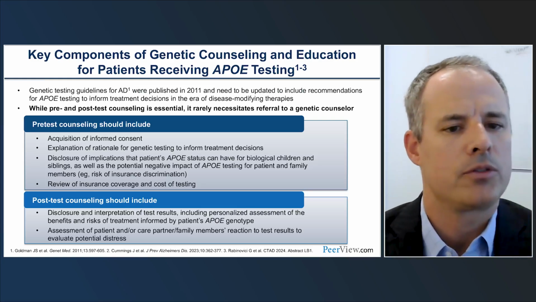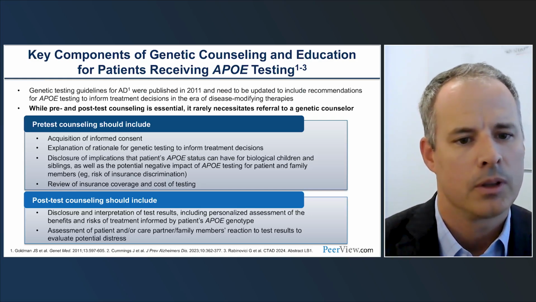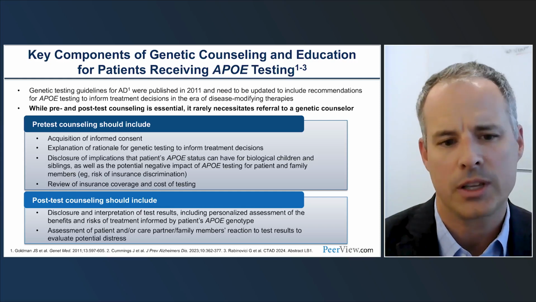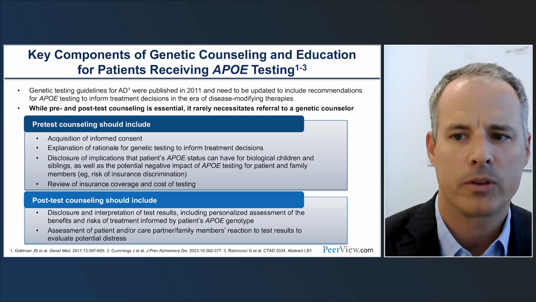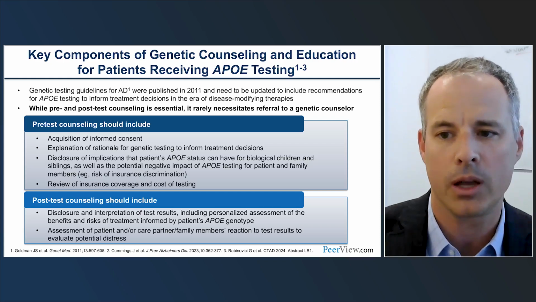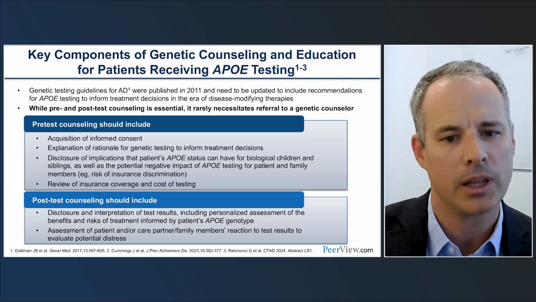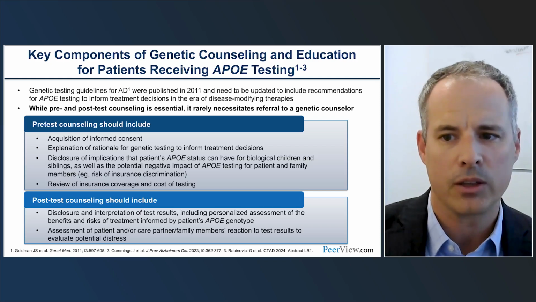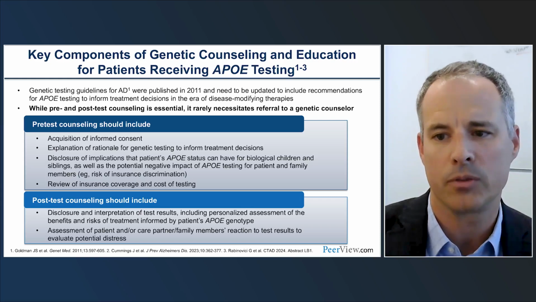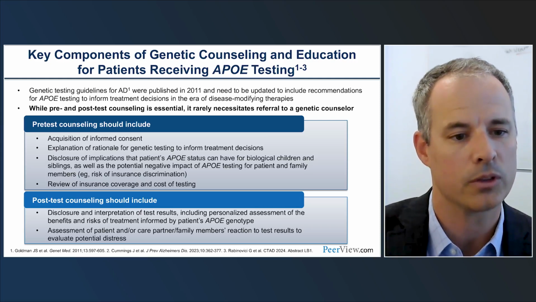So there's some key components of genetic counseling and education for patients who are going to be receiving APOE testing to inform their treatment. I think that it's important to understand that in the past, APOE4 testing was generally used to inform AD risk in patients who either had a questionable memory loss or were concerned about their future risk. And because of that, these guidelines that were published in 2011 have really, I think, limited value now when we're using APOE testing for a completely different use, which is essentially understanding risk of ARIA in patients who we have already diagnosed with Alzheimer's disease and that we are going, therefore, to potentially treat with these drugs.